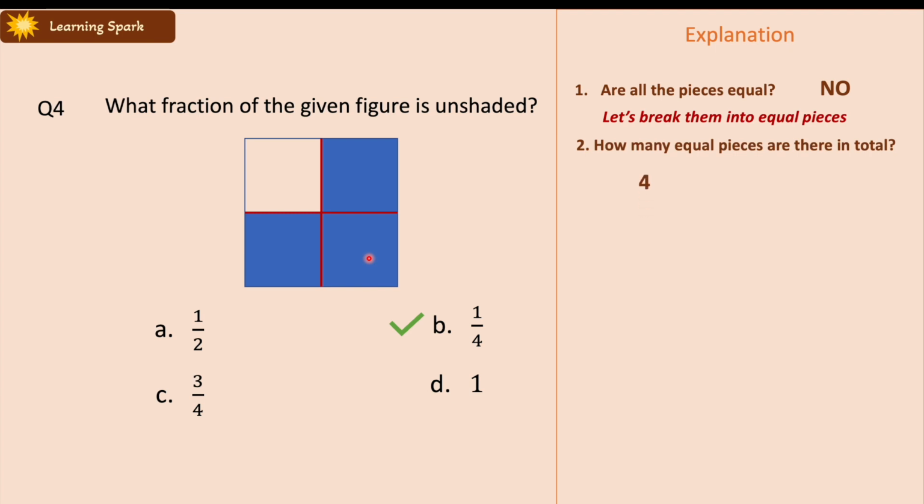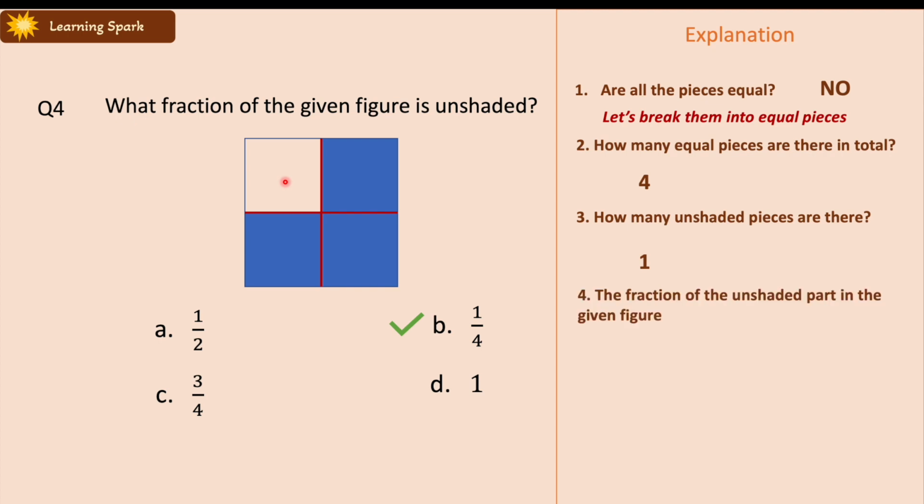Of course 4, and we need the fraction of the unshaded portion, right? So how many unshaded pieces are there? Out of these 4 pieces, we have only one unshaded piece, right? So if you represent that in fraction, what would be the fraction? The fraction of unshaded part in the given figure would be 1 by 4.